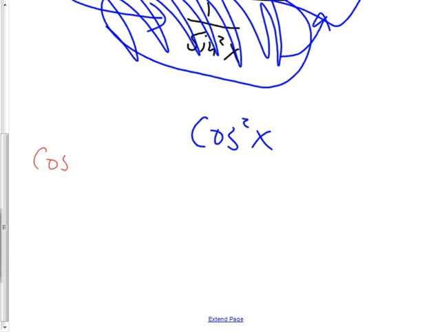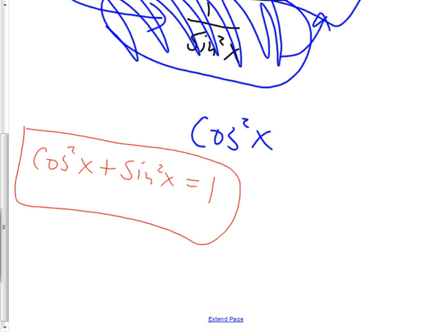So cosine squared plus sine squared equals 1. This is a fact. You can count on it as a fact from now on. It's a given. It's an identity. And then I can solve it for cosine squared. I can get this alone. So I can go minus sine squared x, minus sine squared x.